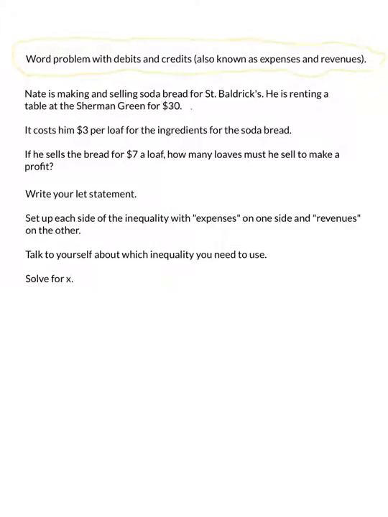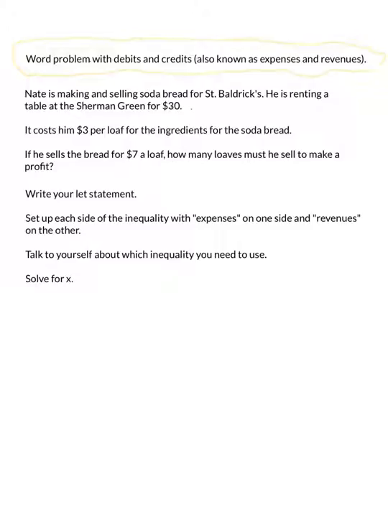Here's a word problem with debits and credits, also known as expenses and revenues. Nate is making and selling soda bread for St. Baldrick's. He is renting a table at the Sherman Green for $30. It costs him $3 per loaf for the ingredients for the soda bread. If he sells the bread for $7 a loaf, how many loaves must he sell to make a profit?